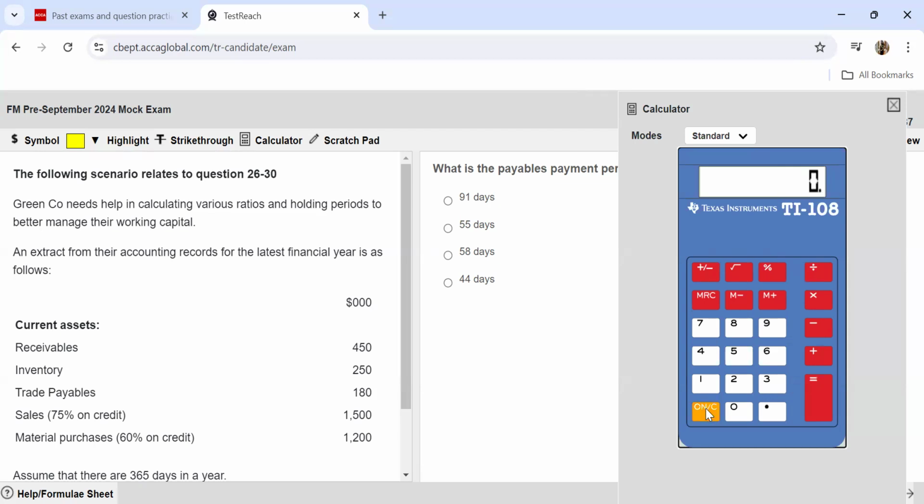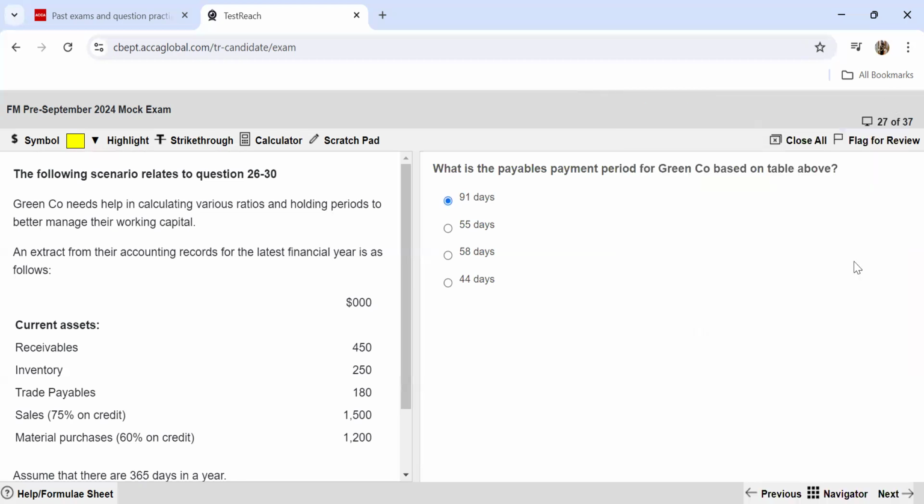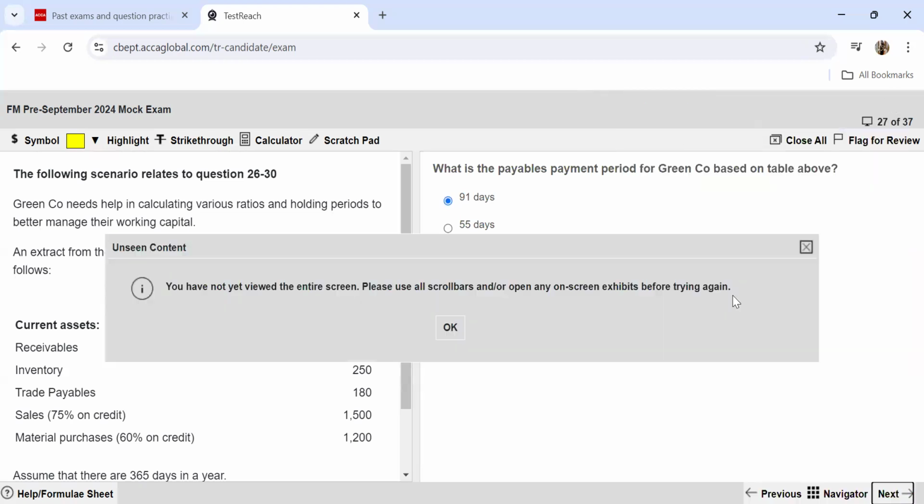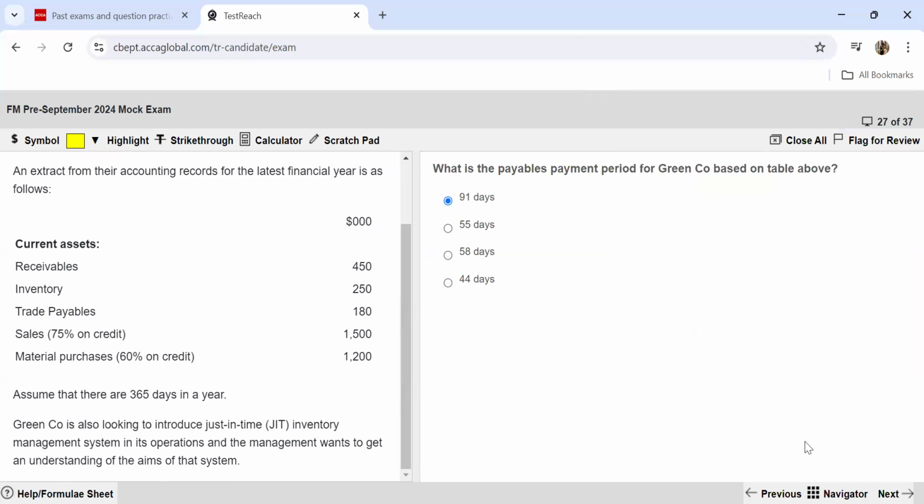So now 180, which is my trade payables, needs to be divided by 720. And then this needs to be multiplied by 365 to have my answer in days. 91.25, rounded to 91 days. Moving further to the next question.